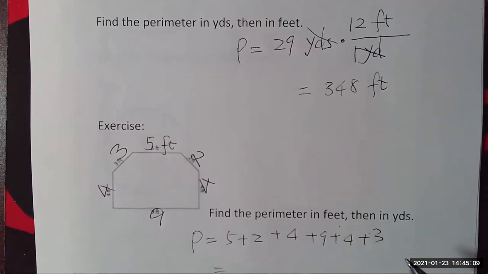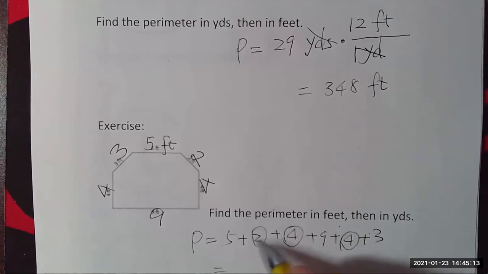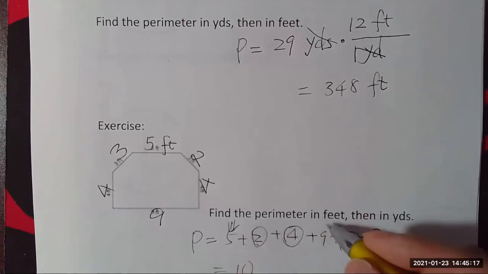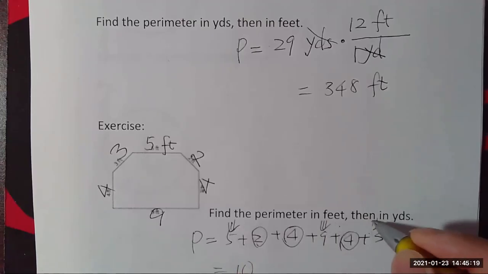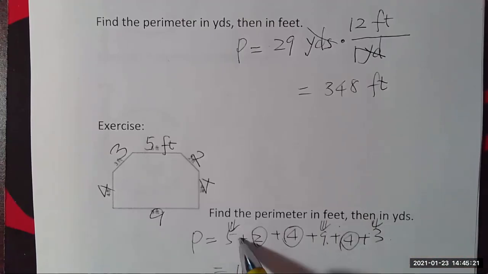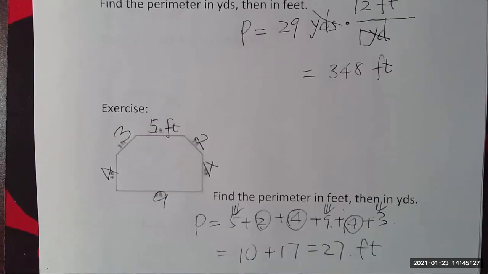Let's see what we get. This 3 gives us 10. So that's 10. And this, and this, that's 12, 17. So totally 27 feet. Now we also need to answer this question in yards. So we want to convert this 27 feet to yards.